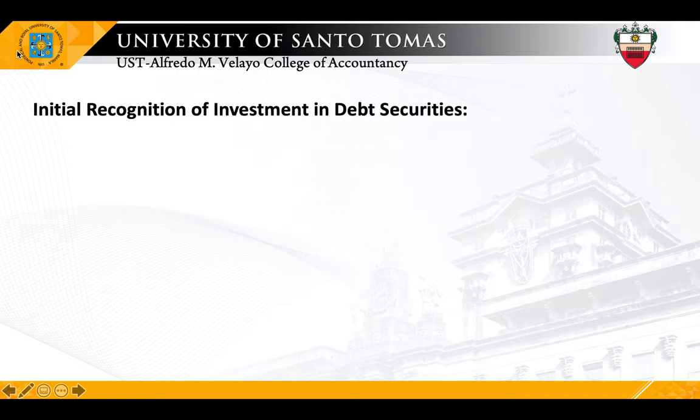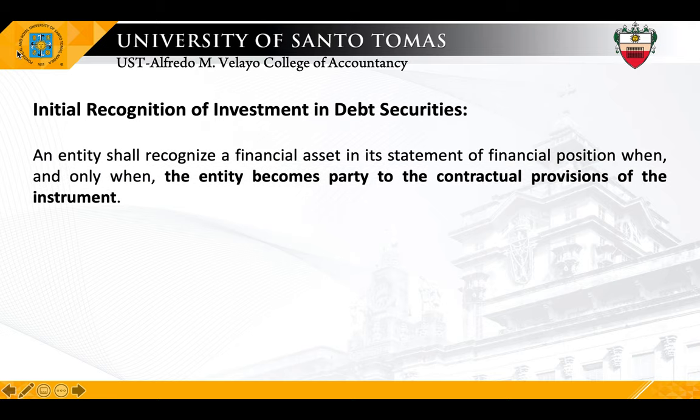Okay, so now, when do we recognize an investment in debt securities? Actually, all financial assets, whether equity or debt securities, have the same recognition criteria. According to IFRS 9, an entity shall recognize a financial asset in its statement of financial position when and only when the entity becomes a party to the contractual provisions of the instrument, meaning unless the entity becomes a party to the contract, the financial asset must not be recognized.